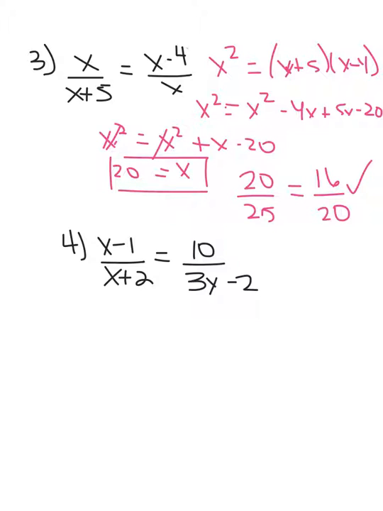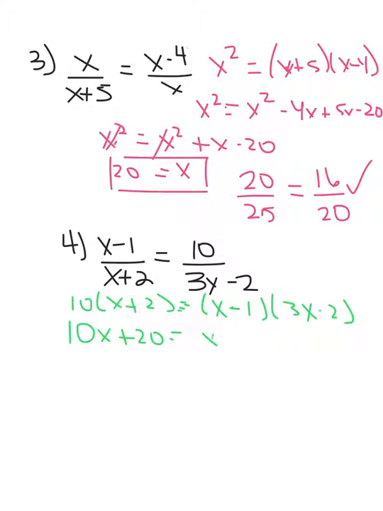And number 4, again, I'm going to cross multiply. So I'm going to have 10 times the quantity of x plus 2 is equal to x minus 1 times the quantity of 3x minus 2. So again, I'll distribute. So I have 10x plus 20. Now I'll use FOIL, and then I have 3x squared. And then my outside is negative 2x. My inside is negative 3x. And my last is plus 2.